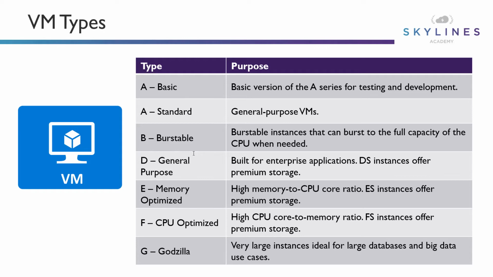E are the memory optimized instances, and F are CPU optimized. So again, instead of it being like a 4 CPU, 8 gig of RAM machine, an E series, which is memory optimized, might have 2 CPUs to 8 gig of RAM. And then we look at the F series, maybe you've got additional CPUs. So it's all about that ratio, how many CPUs to memory ratio that you have there. G are our Godzilla instances. These are very large instances, ideal for databases and big data use cases.